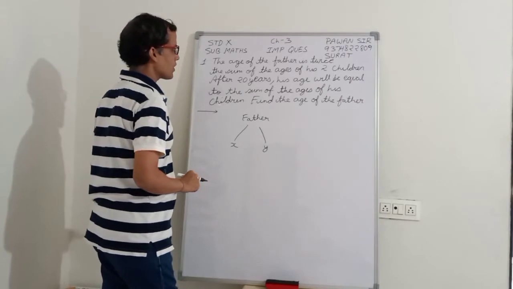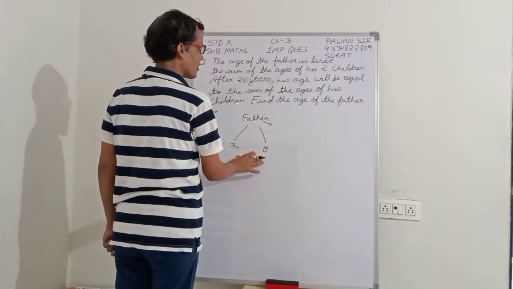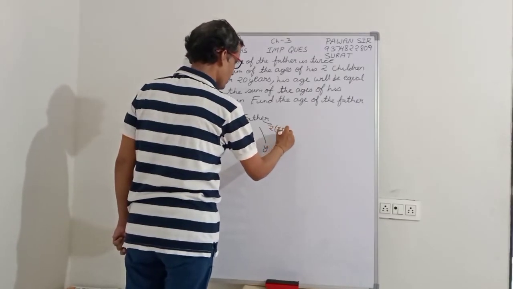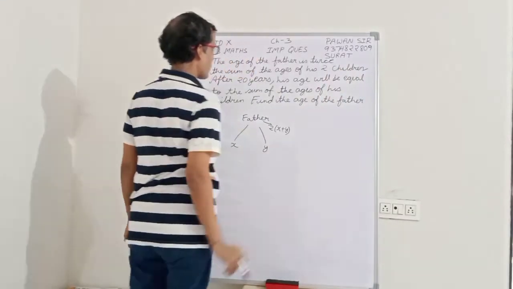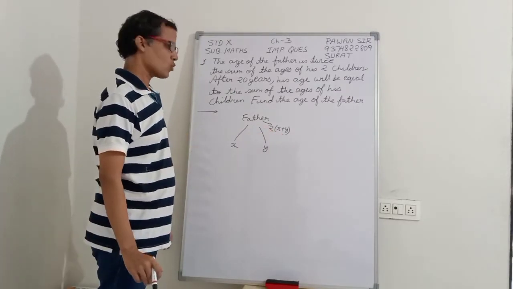Now according to the condition, what is the age of father? It is twice the sum of these two. So the age of father will be twice of X plus Y. The age of the father is twice the sum of the age of his two children.